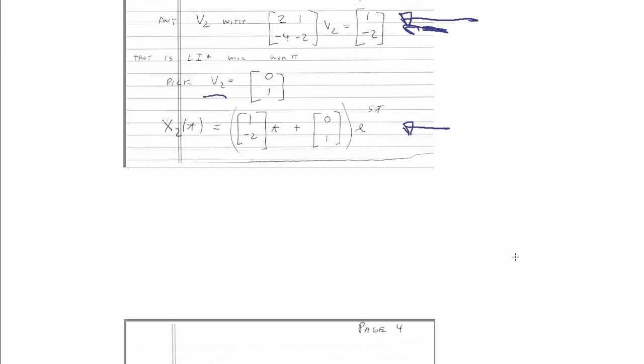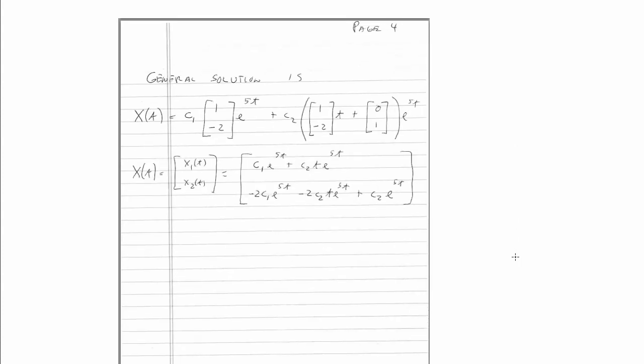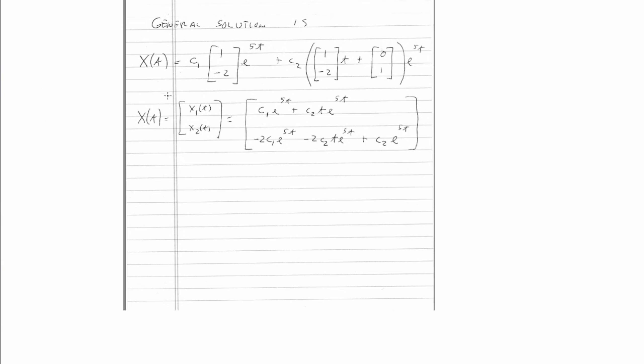Unraveling this to find out my solutions, we have that our solutions are given here. We have x1 is c1 e to the 5t plus c2 times t e to the 5t, and then x2 is minus 2c1 e to the 5t minus 2c2 t e to the 5t, etcetera. Now notice this is another general solution, because I have two linearly independent solutions now.